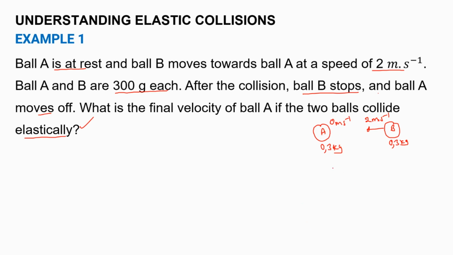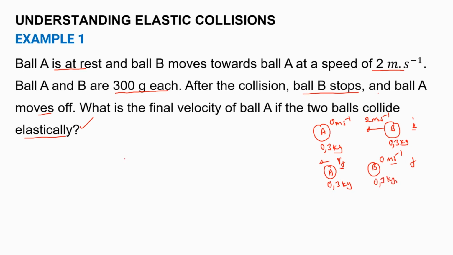And then they collide and then ball B stops. This is before collision initially. Then finally we have ball A moving off. Ball B is stopped, 0 meters per second. And then ball A, we want to find the final velocity of ball A here. Then 0.3 kilograms, and we have 0.3 kilograms.